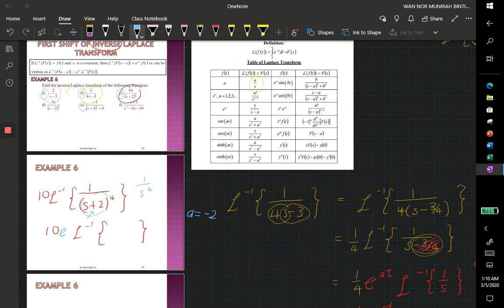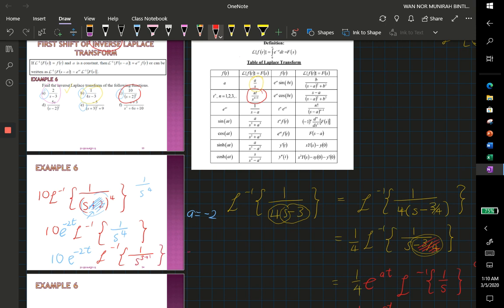So I just take out e^(-2t) first. Then I erase my a because we already took out our a. So what's left? We have 1 over s to the 4. Okay, then only we find the table, we check the table. Alright, we have the Laplace inverse of 1 over s to the power of n plus 1. Okay, so Laplace inverse of 1 over s to the power of 4 is, n is 3, since n plus 1 is 4.